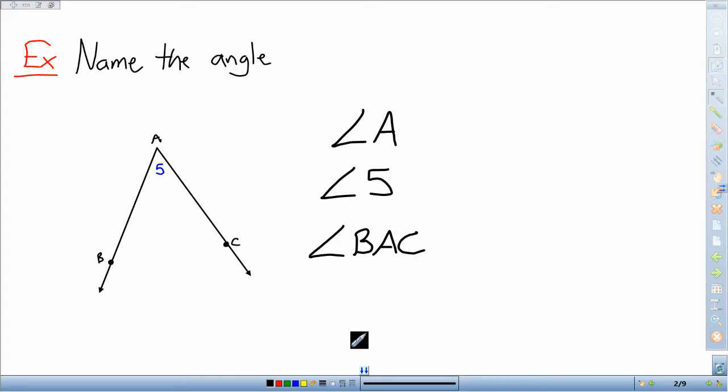Okay, the other way we can name this angle is just going the opposite direction. We can start on this side and go around the angle to the other side. We can call it angle CAB.